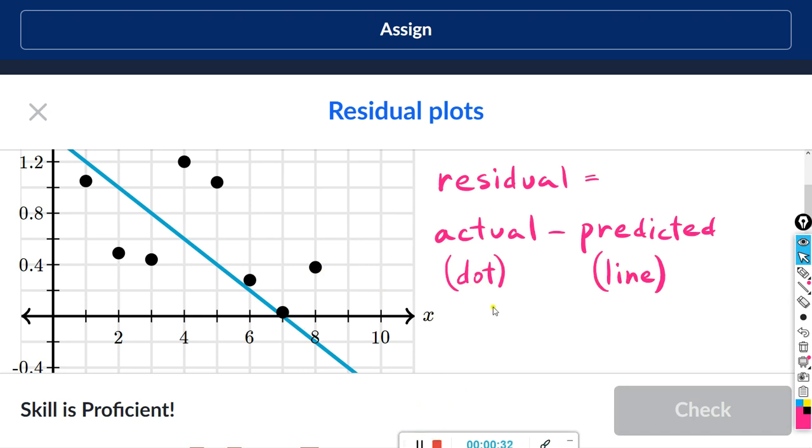Now for this exercise, you might not need the exact formula. But one thing you want to remember is that when the dot or point is below the line, the residual is going to be negative. And when the dot is above the line, that residual is going to be positive. So let's look at our multiple choices.